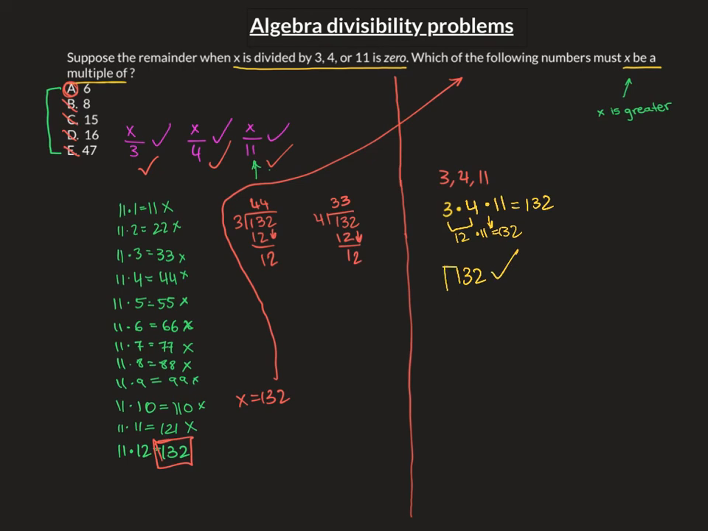And so x equals 132, and out of all of our choices, 6 is the only one that works. So 6 is the only one. So answer choice A would be the correct answer.